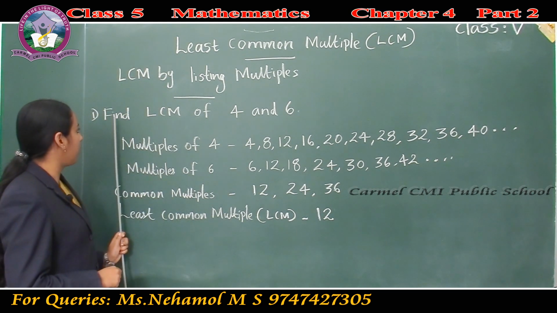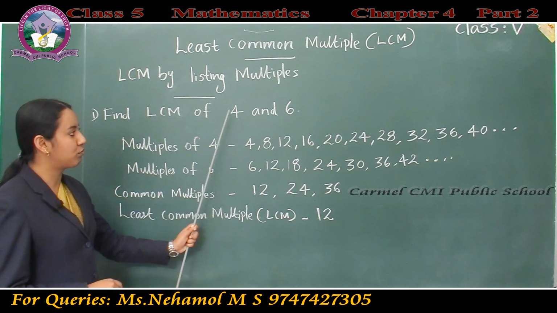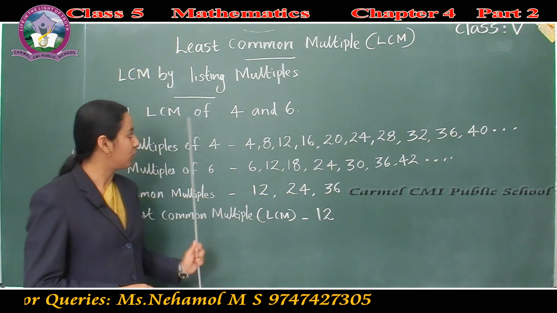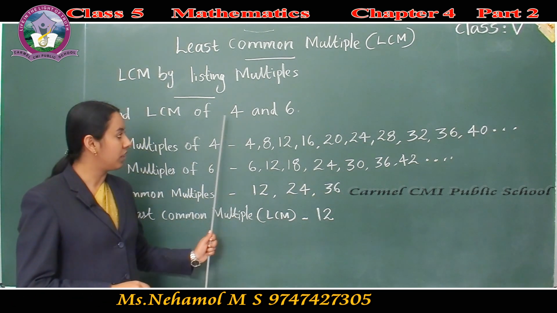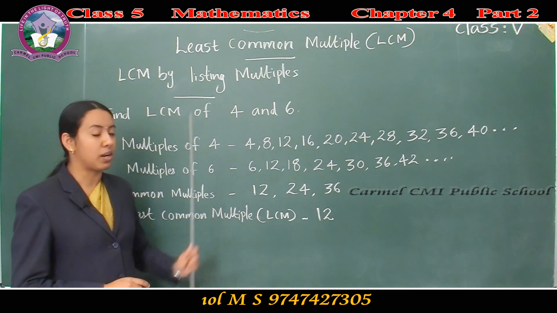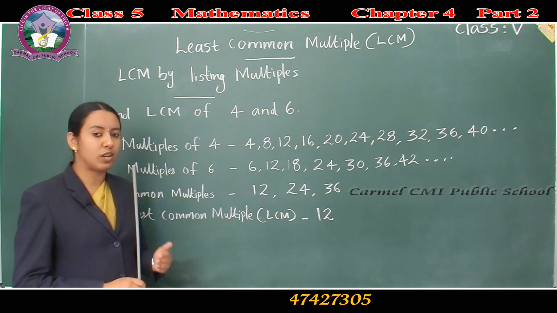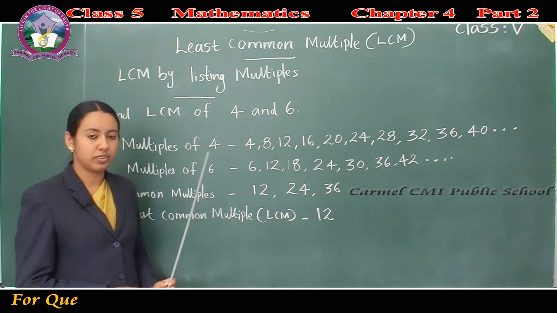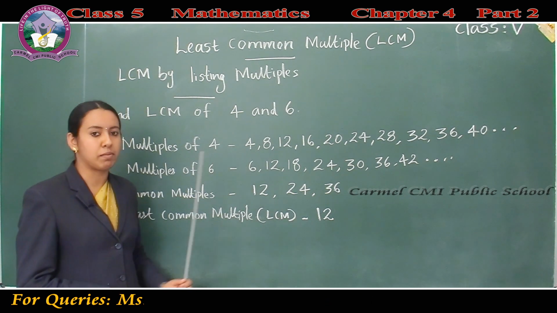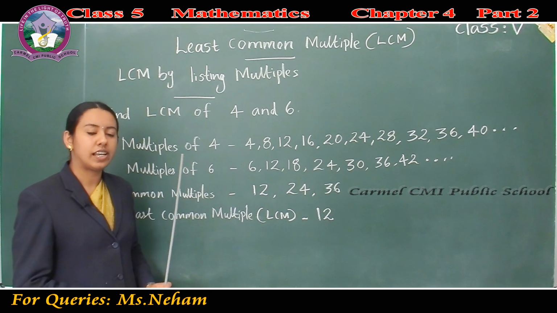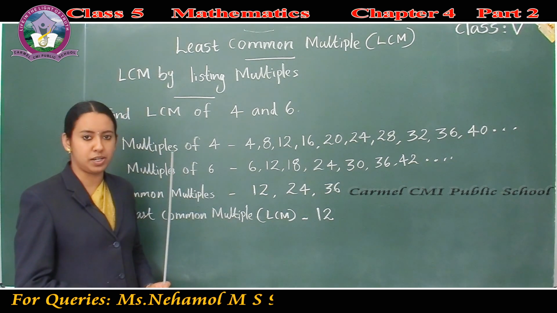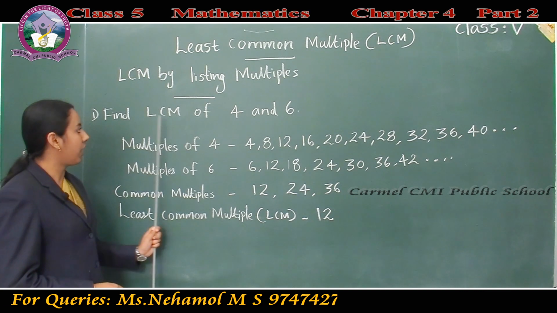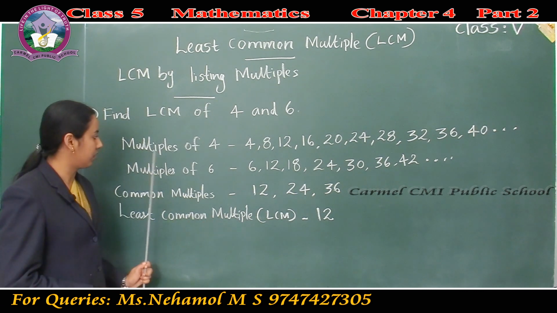Consider an example. Find LCM of 4 and 6. To find LCM of given numbers by listing multiples, first we have to list some multiples of 4 and 6. Then find common multiples. Then find least common multiple.